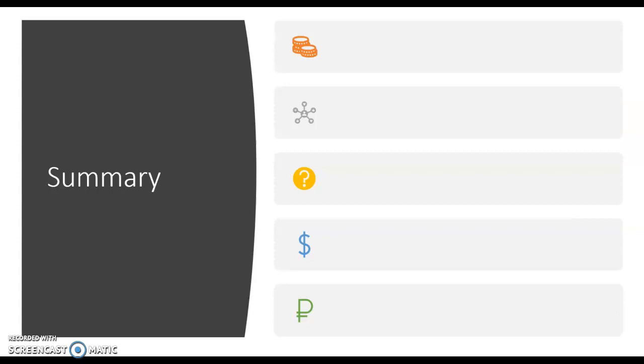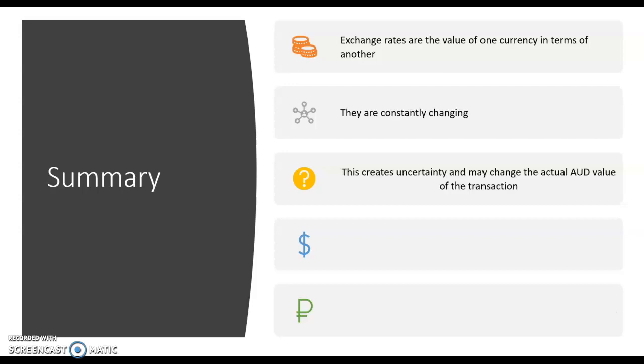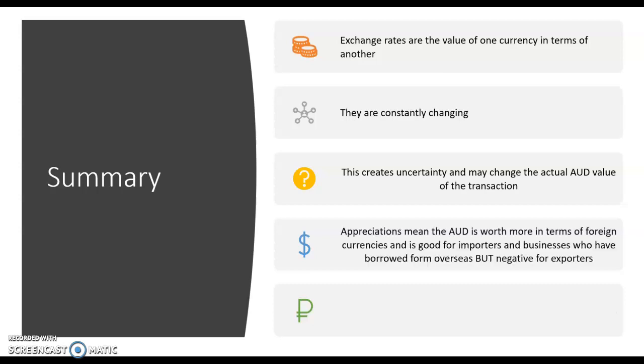So in summary, exchange rates are simply the value of one currency in terms of another. They are constantly changing. And as a result of this, it's going to create uncertainty and may change the actual Australian dollar value of the transaction. An appreciation means the Australian dollar is now worth more in terms of foreign currencies. It's good for importers and businesses who have borrowed from overseas, but it is negative for businesses that are exporters.